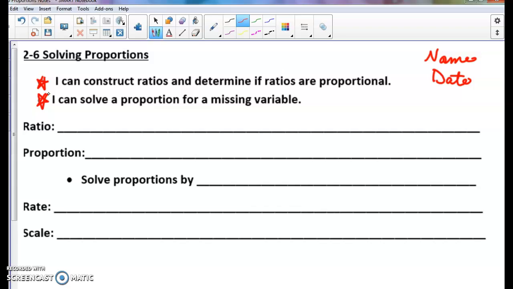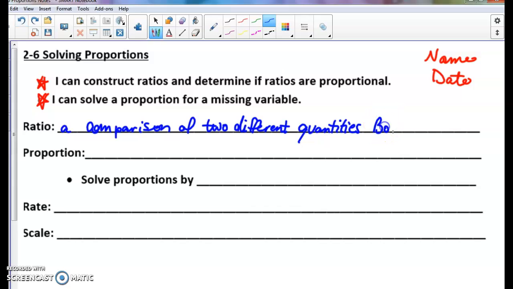So the first thing we're going to look at is a ratio, and it is a comparison of 2 different quantities. So when we say it's 2 different quantities, we mean like we can compare how many boys to the total amount of people we have in a room.